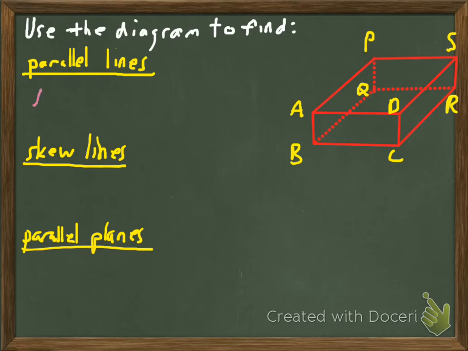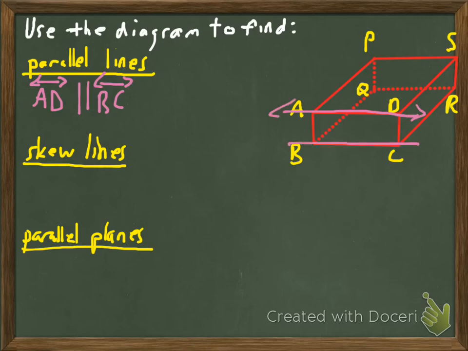Alright, how about saying that line AD is parallel with line BC? Alright, that's easy enough. Those are both here in this front plane for that rectangular prism. So they are coplanar. You can see the plane that these are both located in. And they don't intersect one another. All right? And then how about this for another pair of parallel lines?